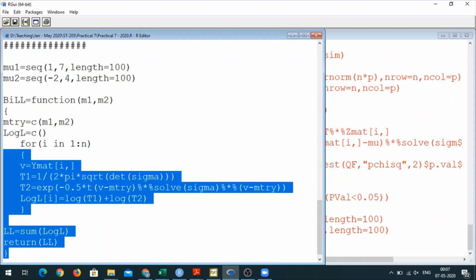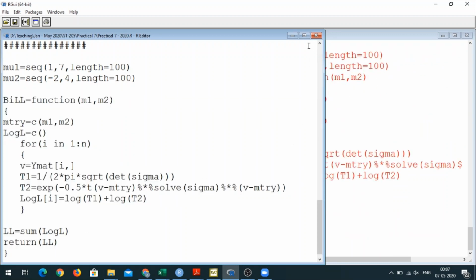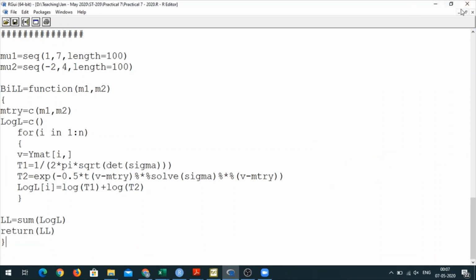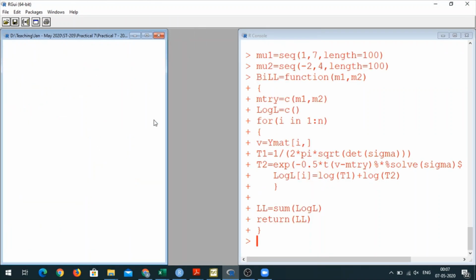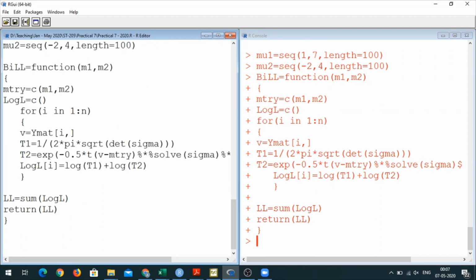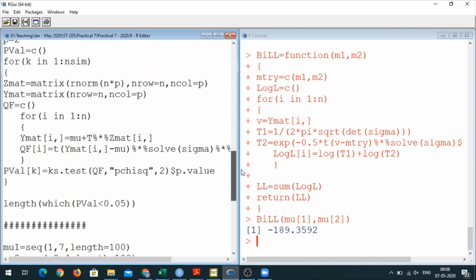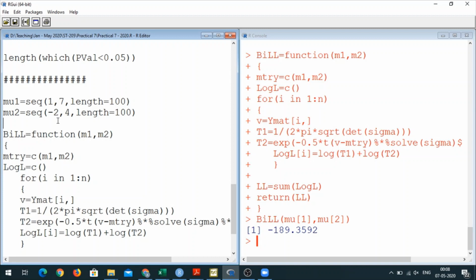Okay, so let me try to run this first for one or two illustrations. If I try to run this by LL at my actual mu, I should get some value. Okay, I'm getting some value of log likelihood. Now I have to try many possible values between this given range of mu1 and mu2.